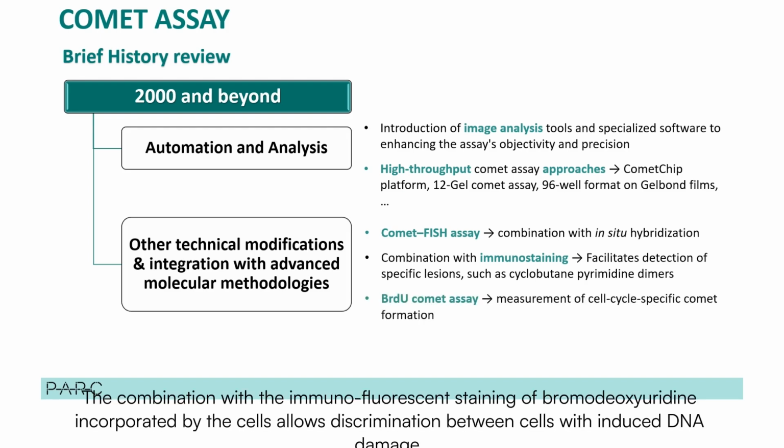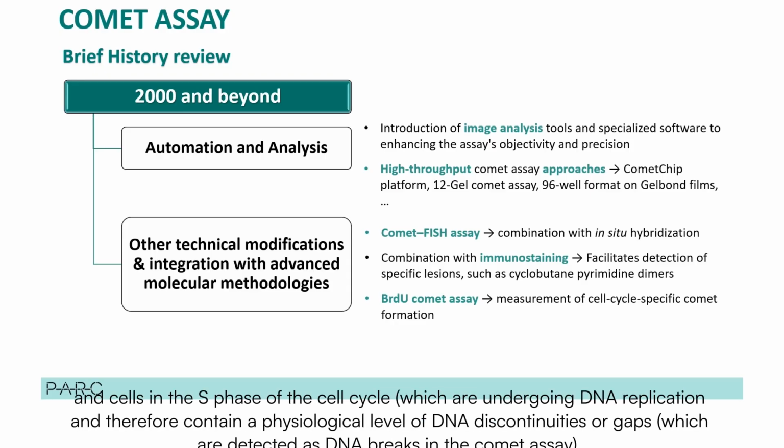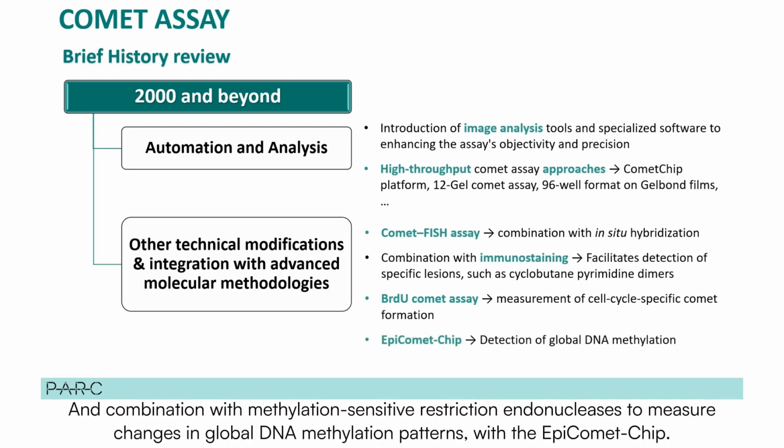The combination with the immunofluorescent staining of bromodeoxyuridine incorporated by the cells allows discrimination between cells with induced DNA damage and cells in the S phase of the cell cycle, which are undergoing DNA replication and therefore contain a physiological level of DNA discontinuities or gaps, which are detected as DNA breaks in the comet assay. And combination with methylation-sensitive restriction endonucleases to measure changes in the global DNA methylation patterns with EpiComet-Chip.